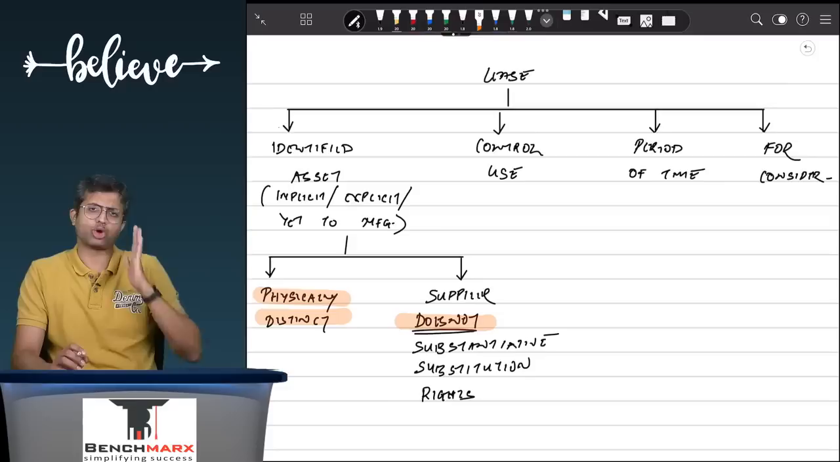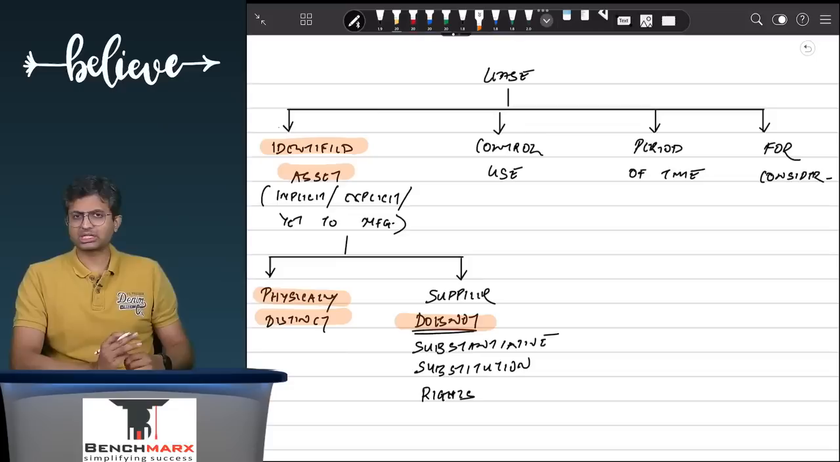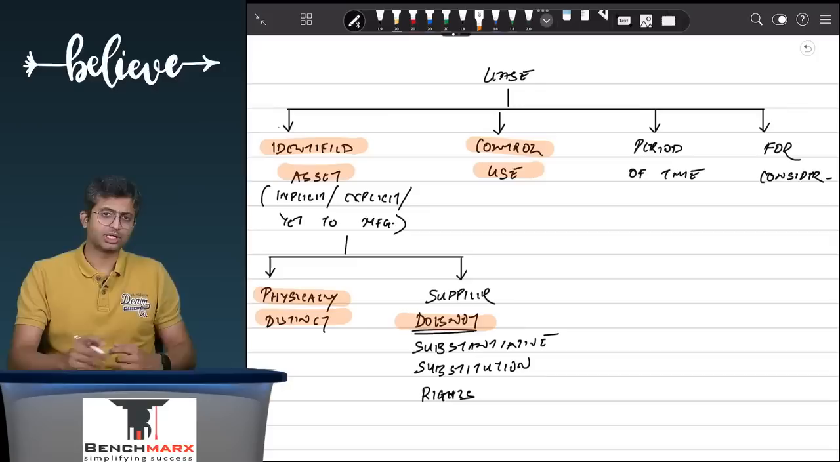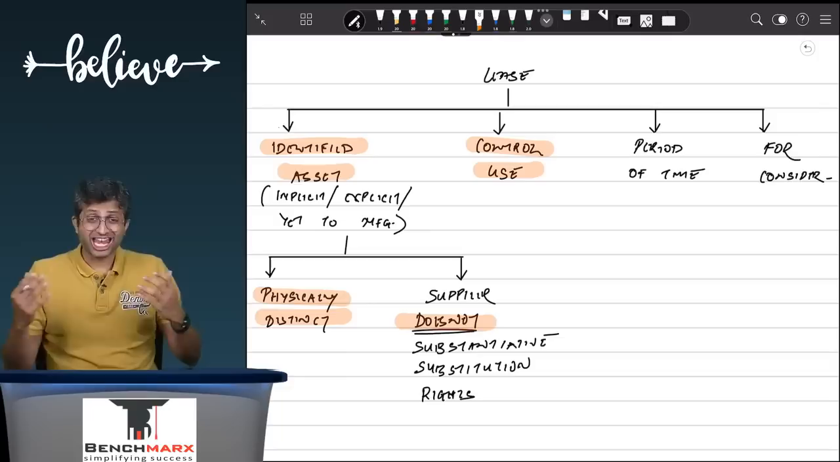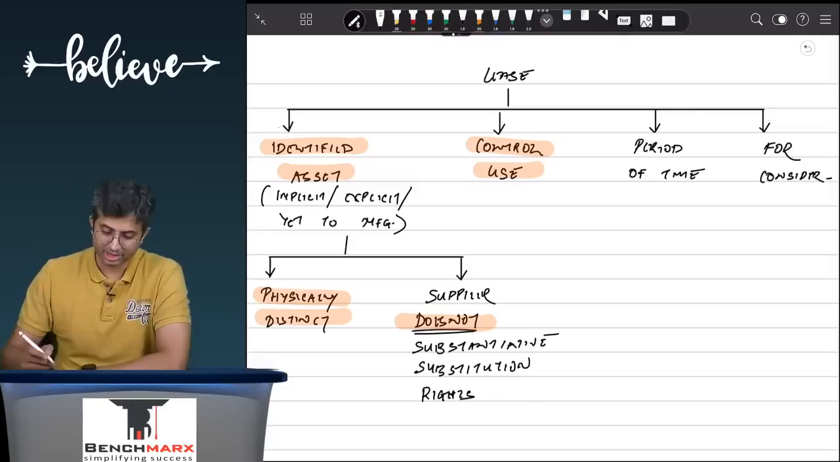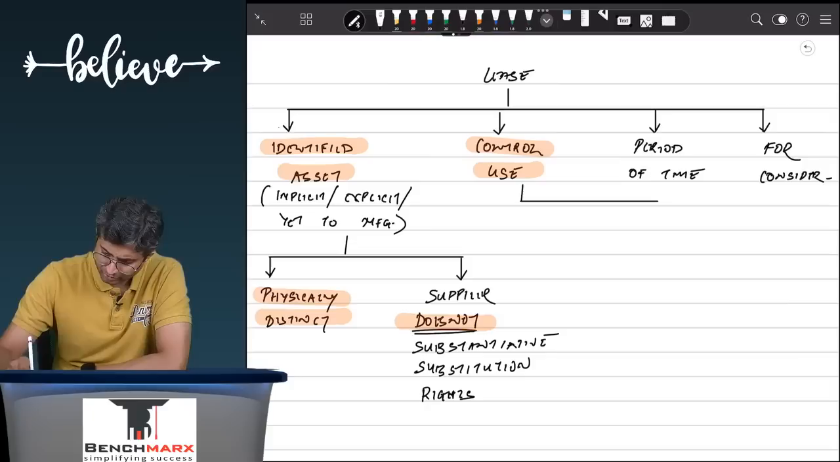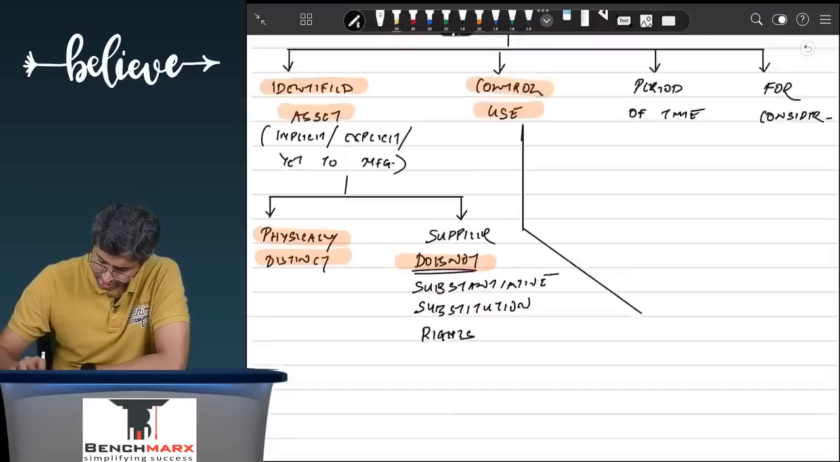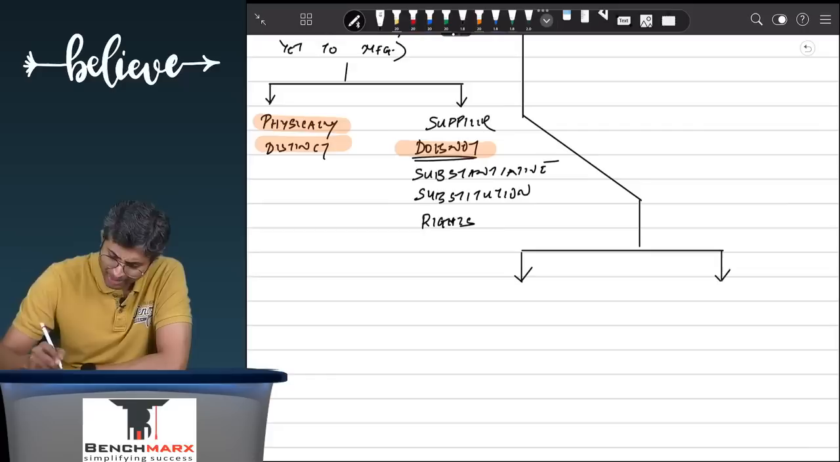First criteria. Now, merely because there's an identified asset, can we say that there is a lease? Well, on that identified asset, there should be an ability to control the usage. Remember, control usage means substantially all the benefits which are linked to the usage are enjoyed by the customer. All benefits.